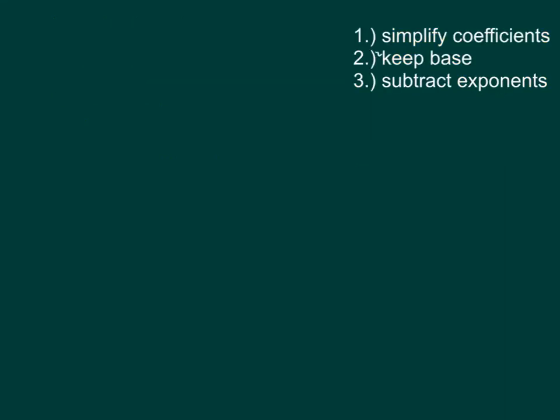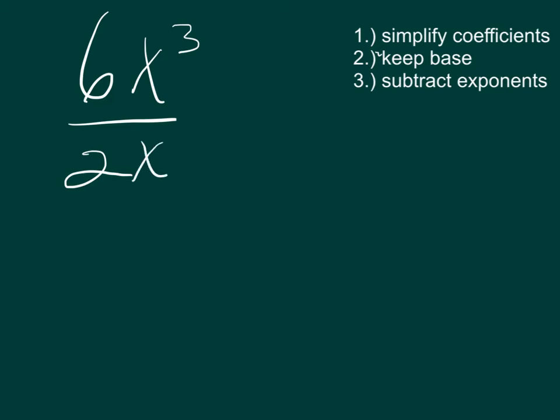Okay, guys, the first thing I want to do, as always, is go ahead and write my rules that I'm using for the particular problems over to the side. So let's take a look at a couple of examples here. Let's go 6x to the third power divided by 2x to the second power.